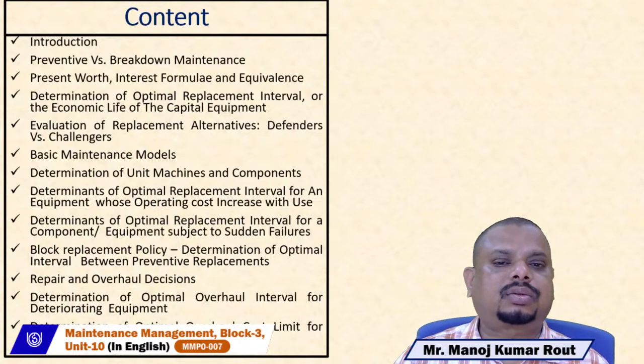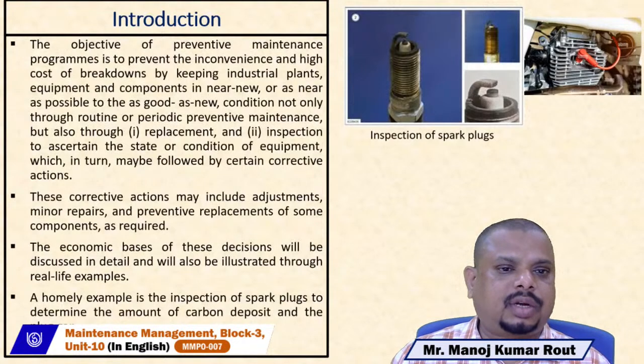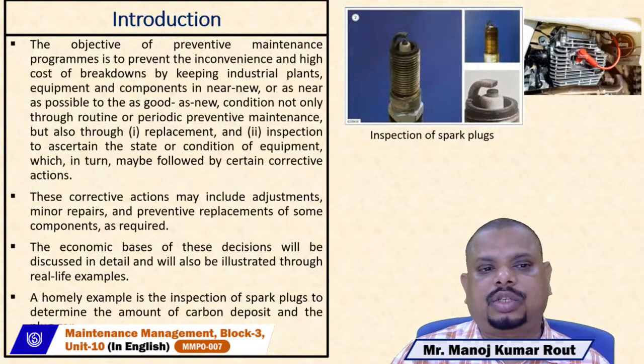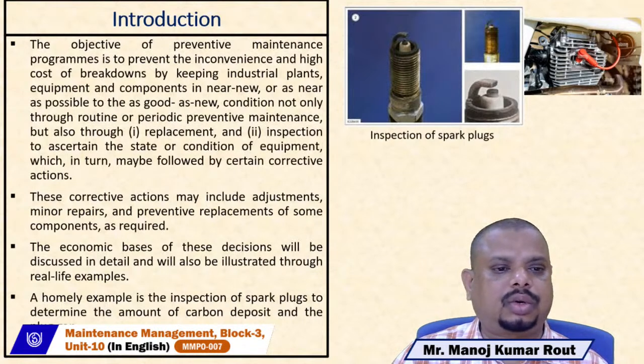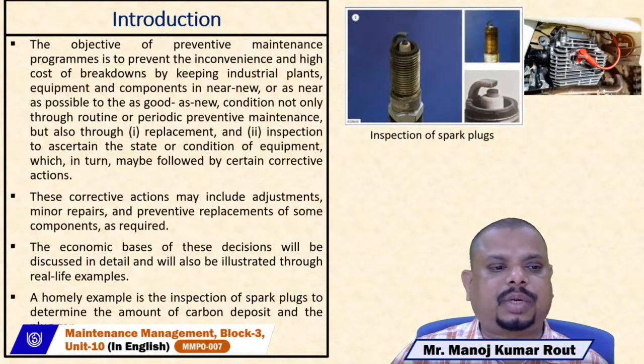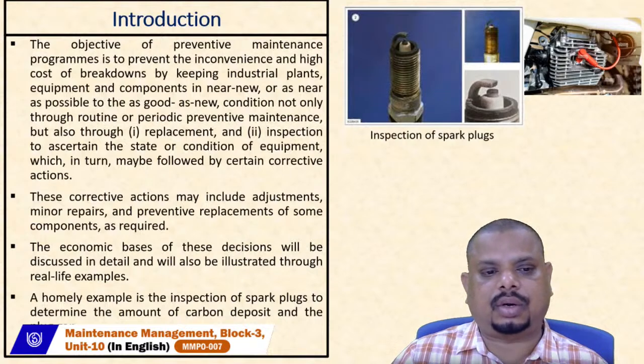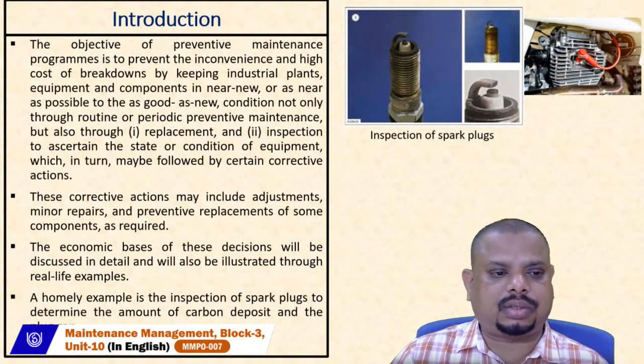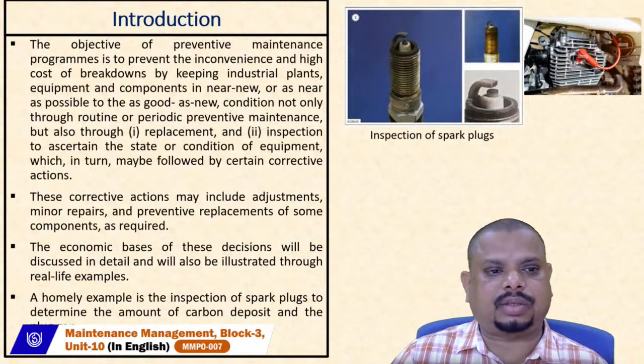Let's focus upon the introduction part. As far as the preventive maintenance program is concerned, it basically prevents inconvenient and high-cost breakdowns by keeping industrial plants, equipment and components as near new, or as near as possible to good-as-new conditions, not only through routine critical preventive maintenance, but also through replacement inspections to ascertain the state of condition of equipment, which in turn may be followed by certain corrective actions.